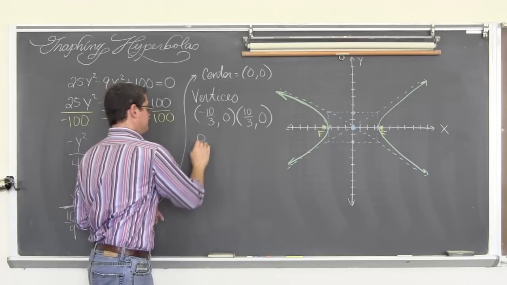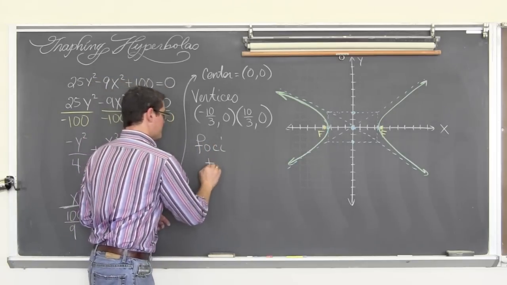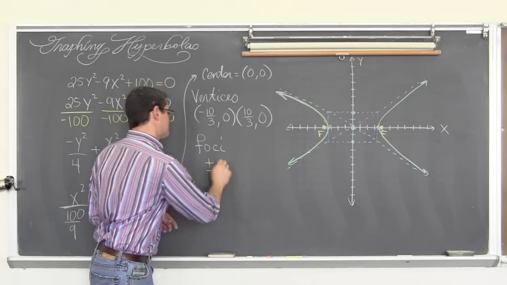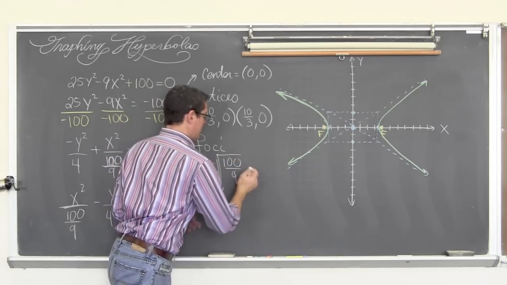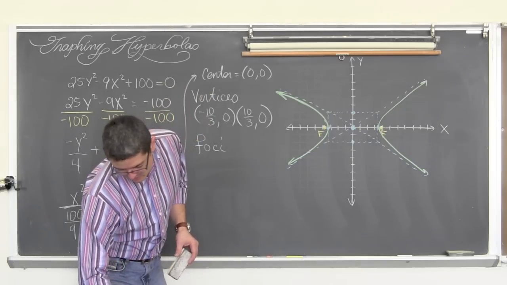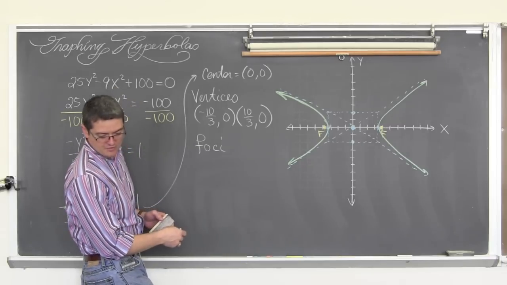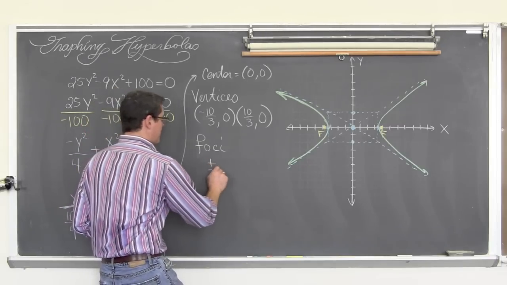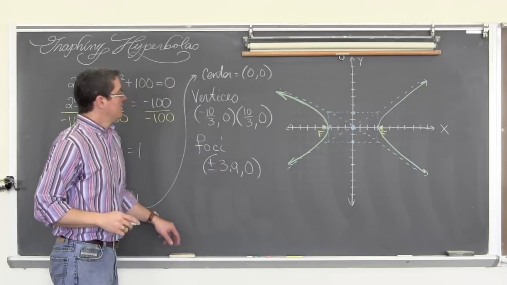And our foci are plus or minus the square roots of 100 over 9, comma, or, ooh, that's not what they were. What was that value again? Plus or minus the square root of 136 over 3, or let's just do plus or minus 3.9, comma, 0.